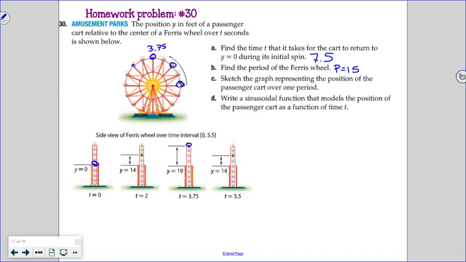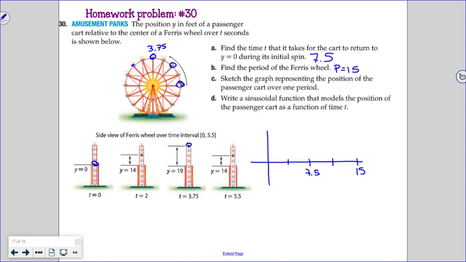Sketch the graph representing the position of the passenger cart over one period. So we will sketch just like we are used to. 1, 2, 3, 4. What am I labeling that fourth tick mark as? 15, right? Period. Now, what's going to bother you is the fact that they are considering 0 the midline. So that is the midline of this, and you go to negative height, I guess, on this Ferris wheel.